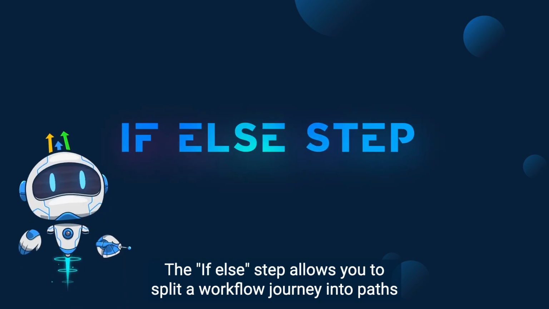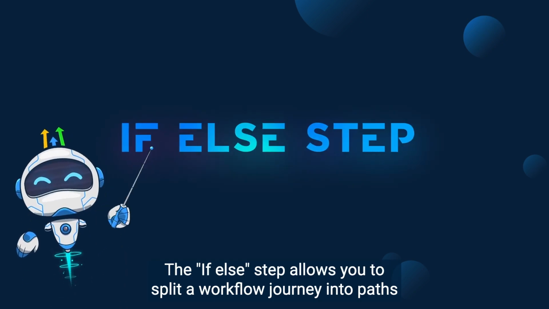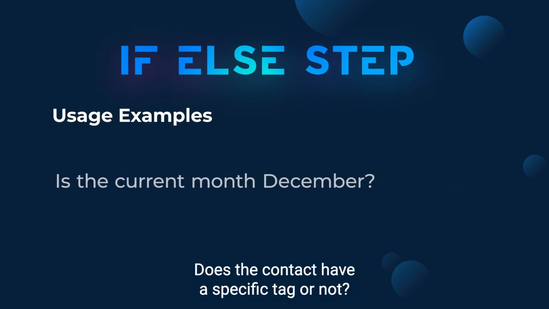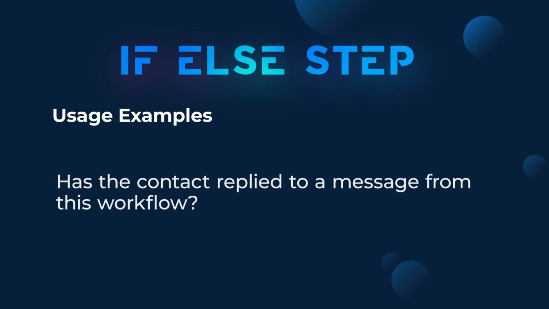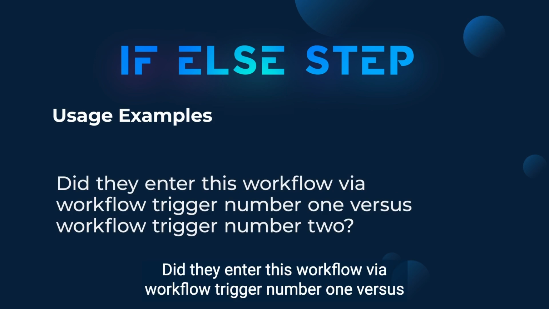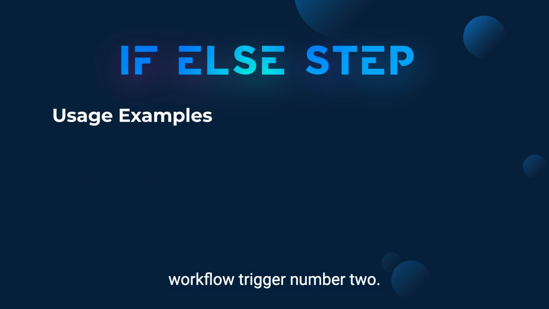The if else step allows you to split a workflow journey into paths based on conditions such as: does the contact have a specific tag or not? Is the current month December? Has the contact replied to a message from this workflow? Or even, did they enter this workflow via workflow trigger number 1 versus workflow trigger number 2?